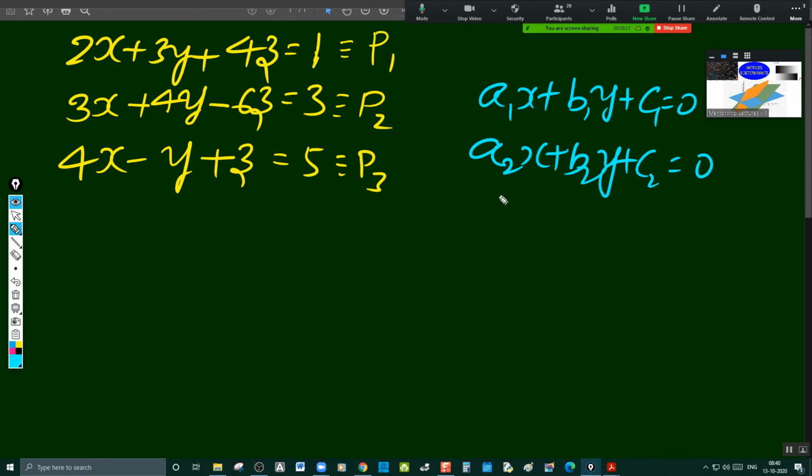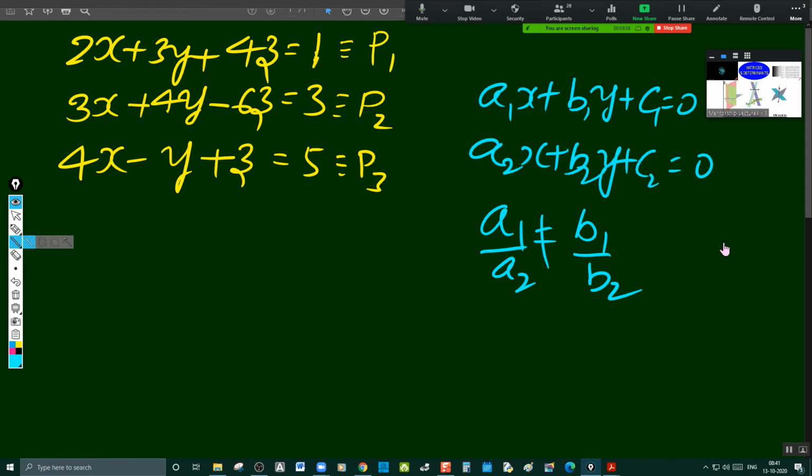A1 by A2 not equal to B1 by B2. Delta not equal to 0. That's what is delta not equal to 0. A1, B1, A2, B2 not equal to 0, then it will have a unique solution. Do you remember this? You have learned this in your 10th class. This is a unique solution, please. Every one of you. Yes, sir.